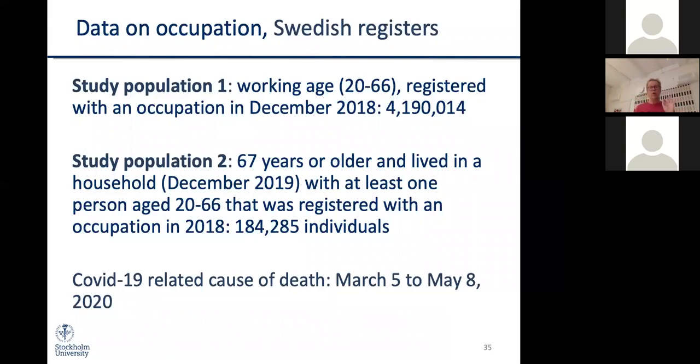But then we also look at the elderly people, 67 years and older, who live in a household where another, younger person is registered with an occupation, and we can see whether this occupation may have a spillover effect on the elderly. And we look at the COVID-19 related causes of death.